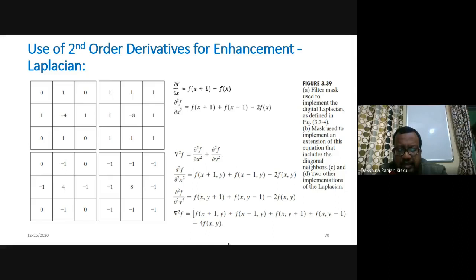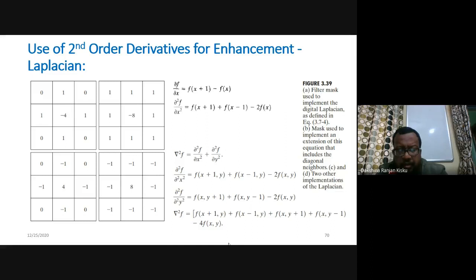Okay, and that is given by the relative difference f(x+1) minus f(x). So this is the relative difference between neighborhood pixels, and this gives us the first order derivative del f by del x, and from this first order derivative we can obtain the second order derivative. Both the first order derivative and second order derivatives are linear operations.